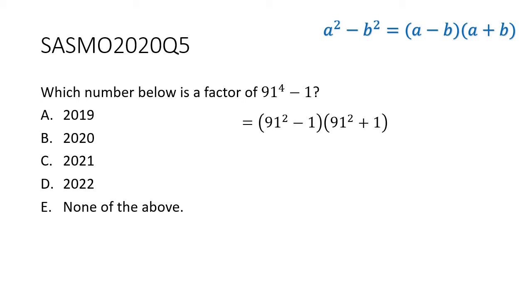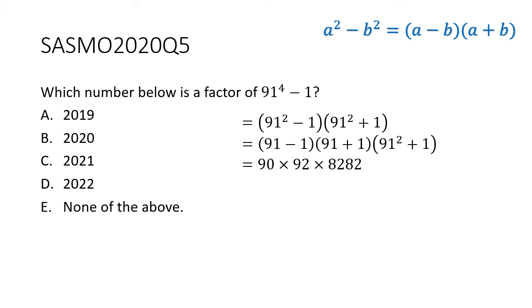Then we can do the same again for 91 squared minus 1. So we'll take the difference of squares formula and factorize. So it gives us 91 minus 1 times 91 plus 1 times 91 squared plus 1. And we can evaluate all the three terms inside the brackets. That will give us 90 times 92 times 8,282.